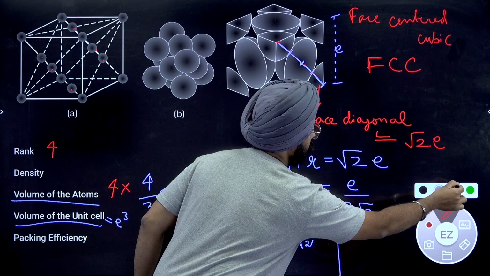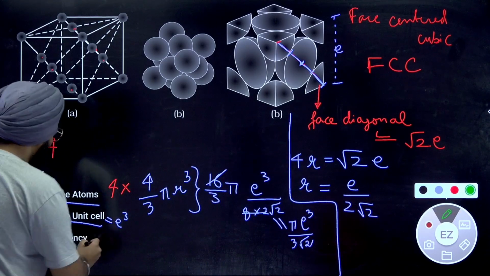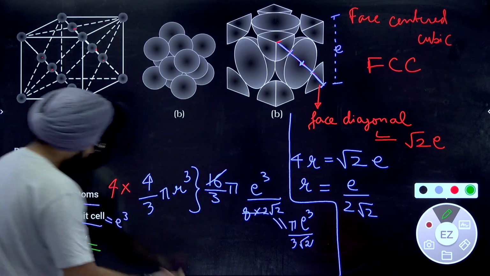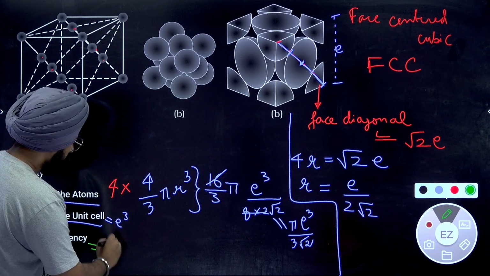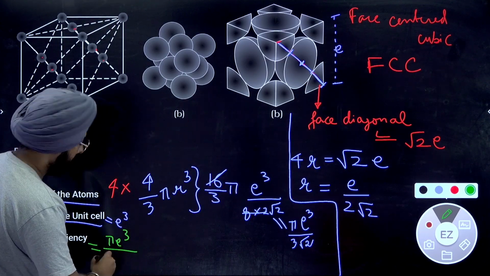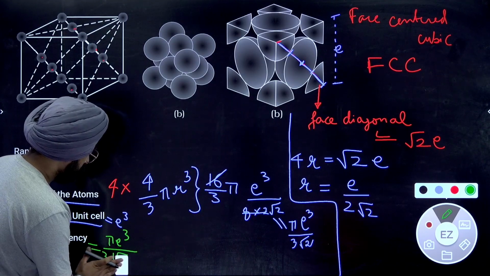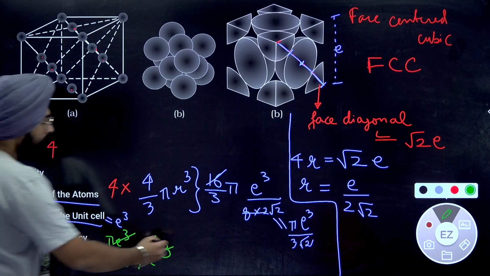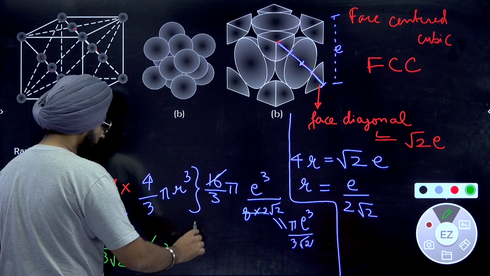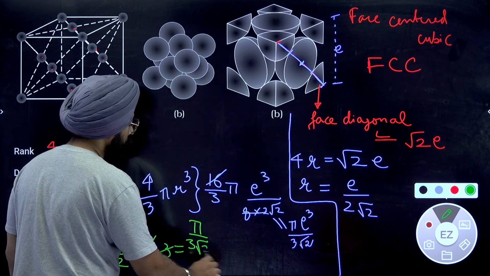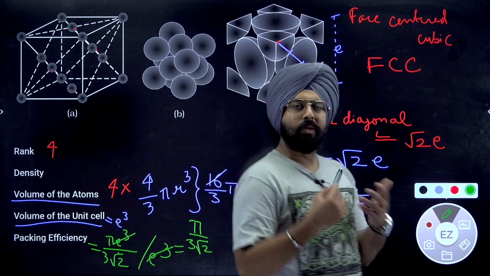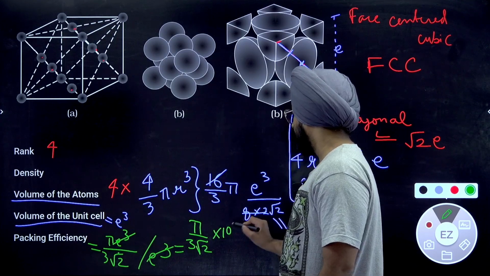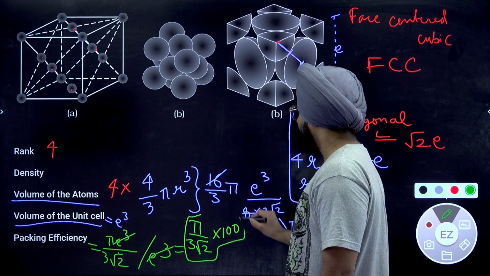Packing efficiency comes out to be, bhai koi to pen chal pada. Packing efficiency comes out to be how much? Yes, occupied volume divided by total volume. So that is pi E cube upon 3 root 2 divided by E cube. E cube cancels out. The packing efficiency fraction is equal to pi by 3 root 2. But I want to turn this into percentage, so I'll just multiply this with 100. So this comes out to be my packing efficiency percentage.